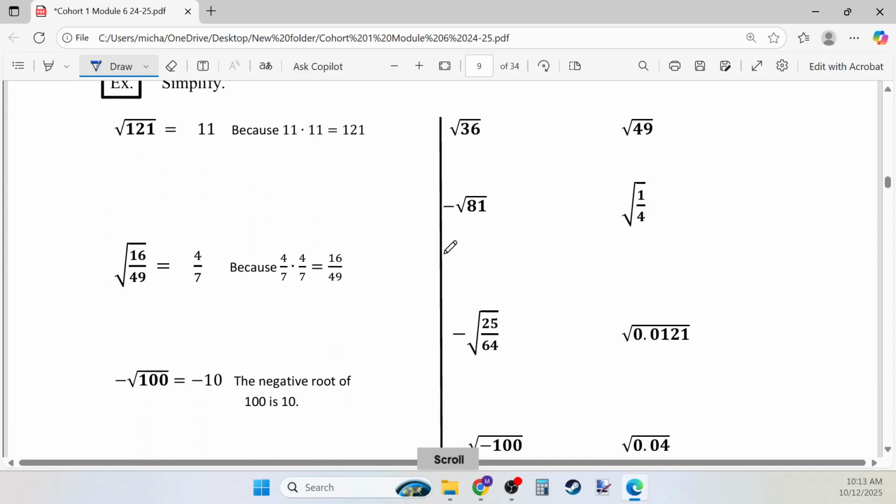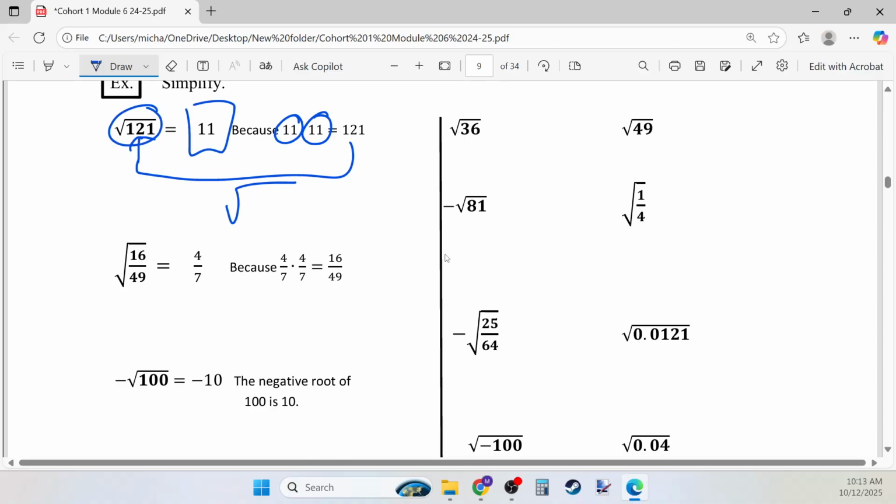We're going to learn about perfect square roots. So when we do this, we want to look for what number times itself equals that number. 11 times 11 is 121, so the square root of 121 is 11. That's all this symbol means, is what times itself is the thing inside of it. So for instance, with 1/4, the square root of 1/4 is 1/2, because 1/2 times 1/2 equals 1 times 1 is 1 on top, 2 times 2 is 4 on the bottom.